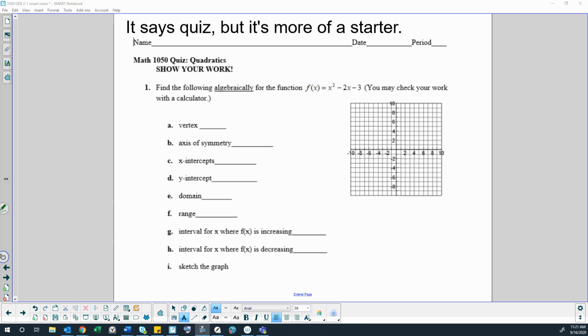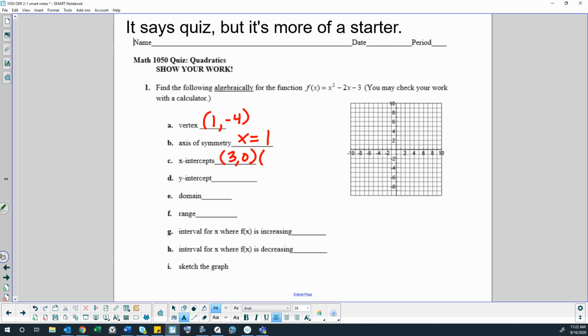So the vertex is at (1, -4). The axis of symmetry is x equals 1. Don't ever just write a 1. Don't actually just write the x value. Make sure you write it as an equation, x equals the number of the x value, because otherwise it doesn't give us enough information to know which direction it goes. You should never assume that whoever's correcting your paper is going to assume that you know exactly.